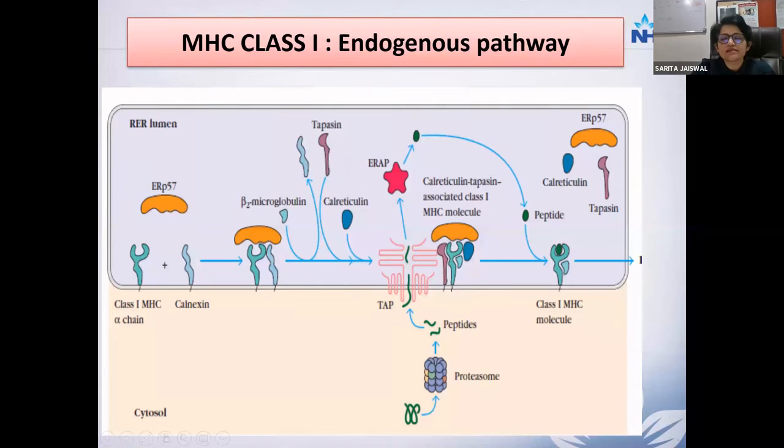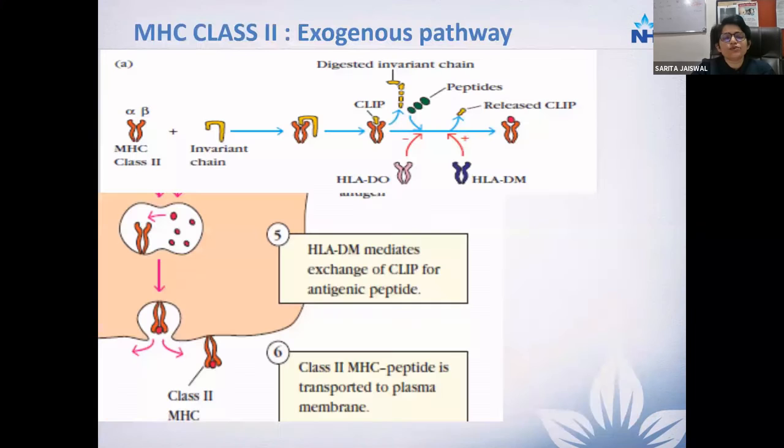Once this binds, the whole complex is released, and this is how the class 1 MHC molecule presents the peptide on the surface to the CD8 cell. Now, this was class 1. Now, coming to class 2: class 1 is the endogenous pathway and class 2 is the exogenous pathway.